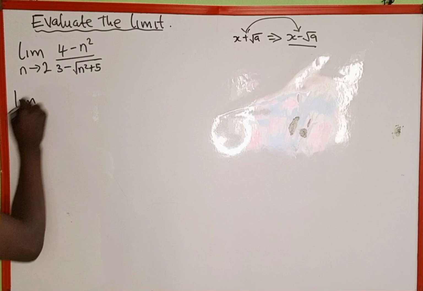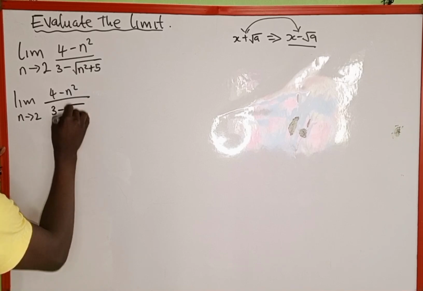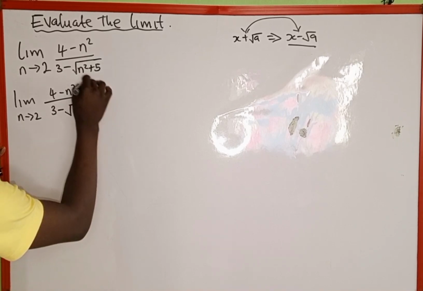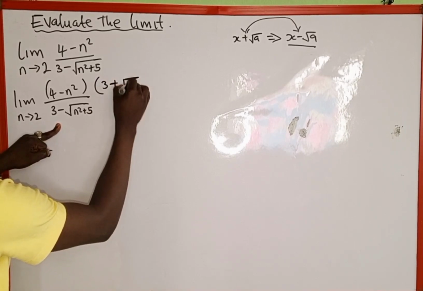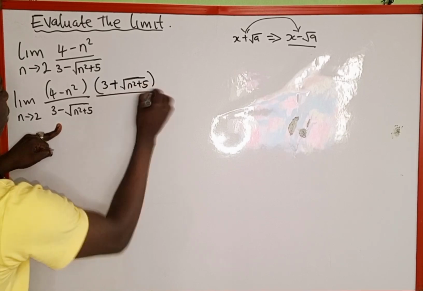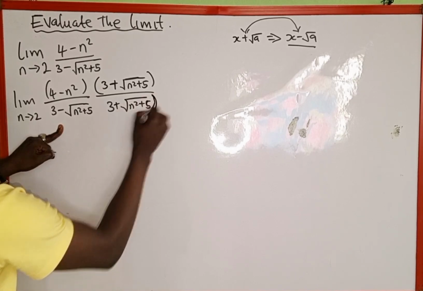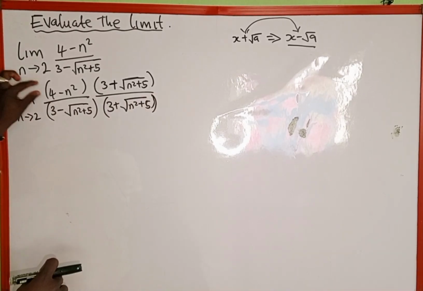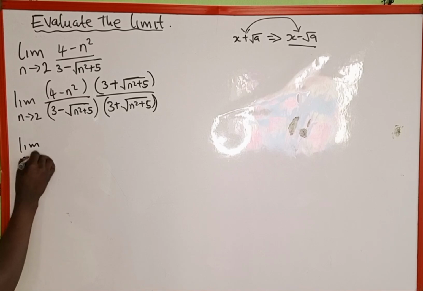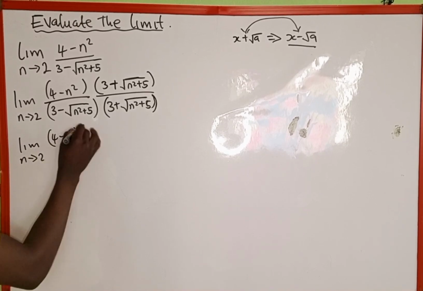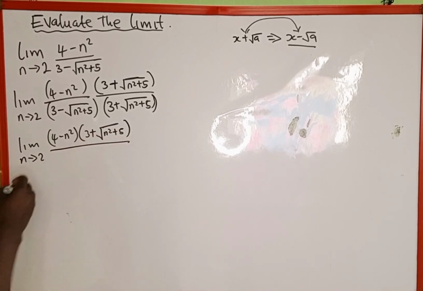This is going to be as well limit as n approaches 2 of (4 minus n squared) all over (3 minus square root of n squared plus 5), then multiplied by, we can use bracket multiplication, the conjugate 3 plus square root of n squared plus 5, divided by the same thing, 3 plus square root of n squared plus 5. Then we use bracket multiplication. We're going to keep the numerator as it is, then we expand the denominator. This is going to be what? Limit as n approaches 2 of (4 minus n squared), then multiplied by 3 plus square root of n squared plus 5, then everything divided by, we expand the denominator.